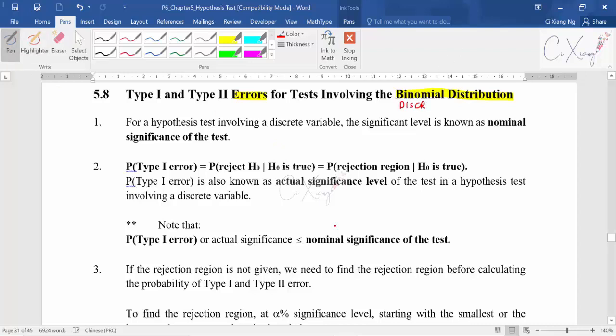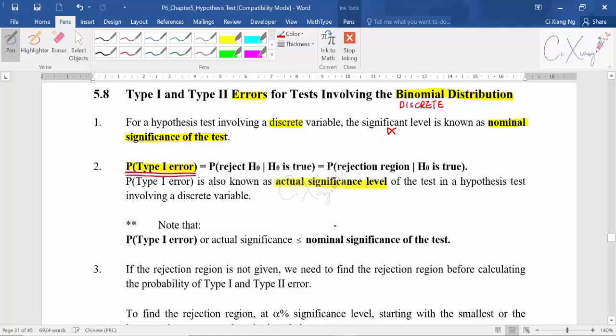Okay, so what you need to know is when we carry out a test that involves a discrete variable, the significance level, the alpha, given in the question, we call it the nominal significance of the test. If you want to look into detail, this is the nominal significance of the test. And you also need to know that in binomial distribution, the type 1 error is actually equal to the actual significance level. Please make sure that you remember this word and also this name.